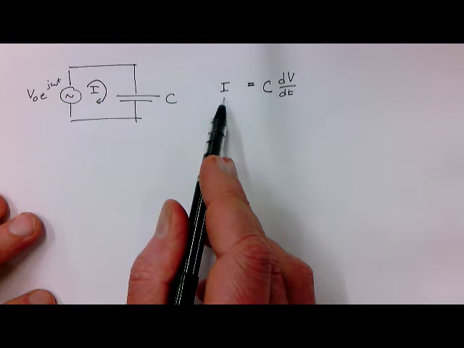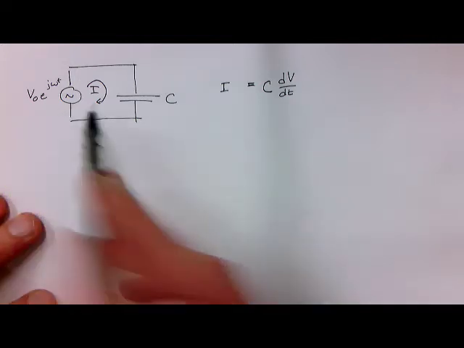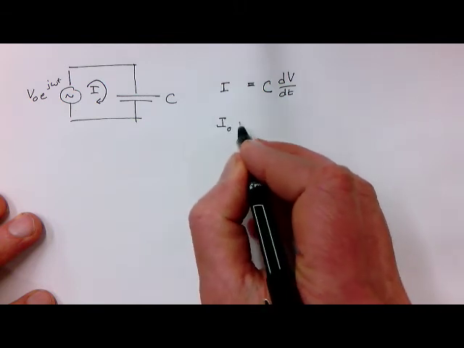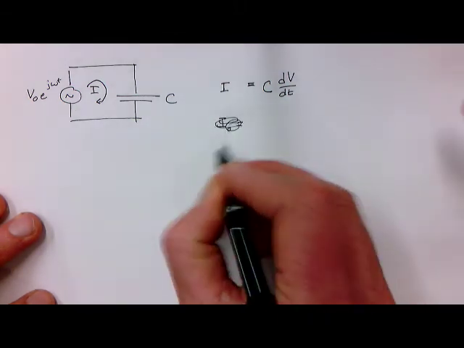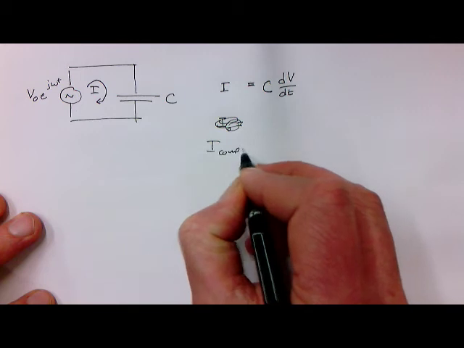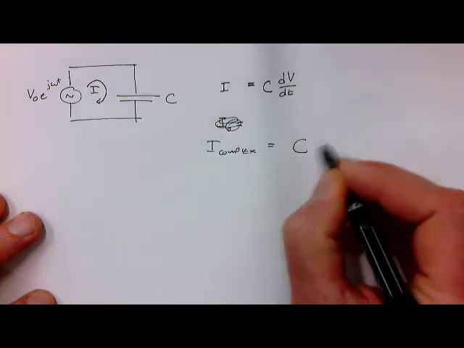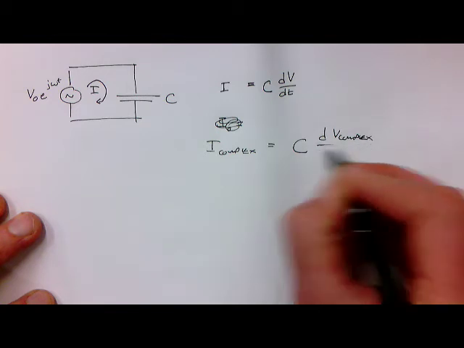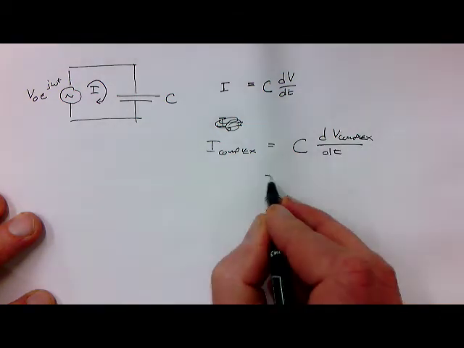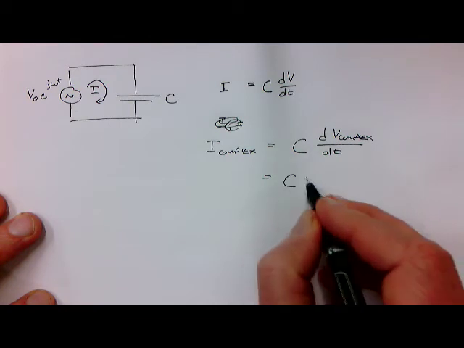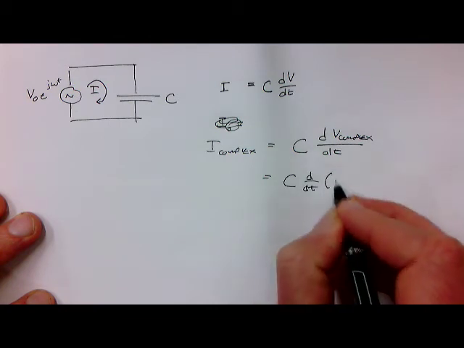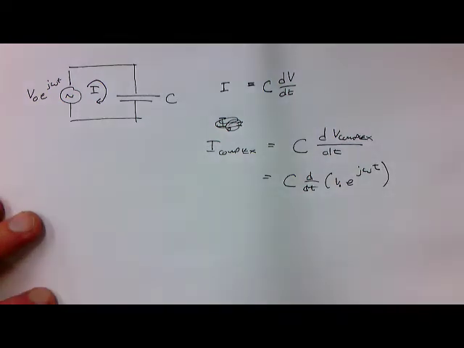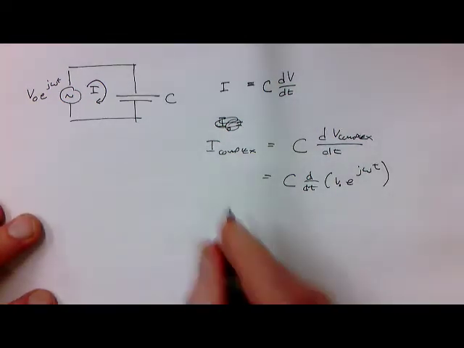Okay, so now if I take this and plug it in, I can actually figure out what my complex current is. What's my complex current going to be? I complex is equal to C times dV complex over dt. Well, what is V complex? It's V naught times e to the j omega t, okay? So what is I complex going to be then?